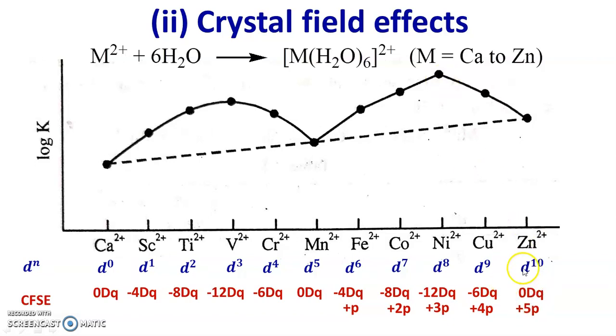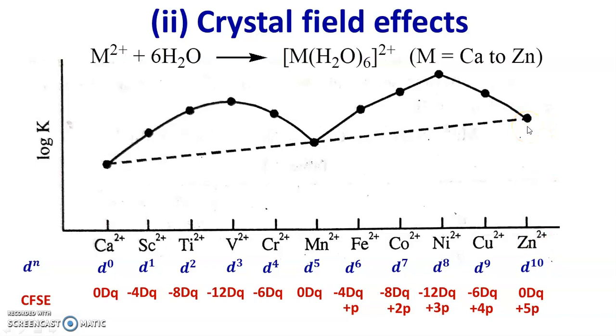For Zn2+ with configuration d10, its crystal field stabilization energy is 0 Dq + 5p, and as it is 0 Dq, there is no effect on the stability constant. The expected and experimental stability constant, or log K value, for Zn2+ is also the same.